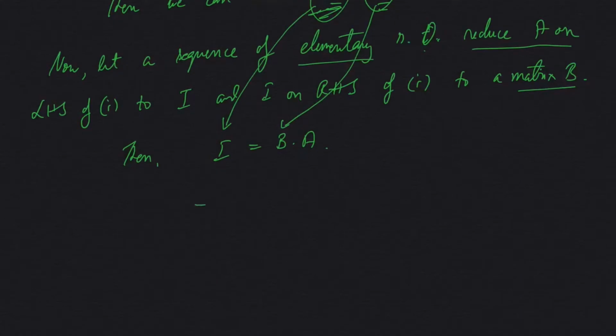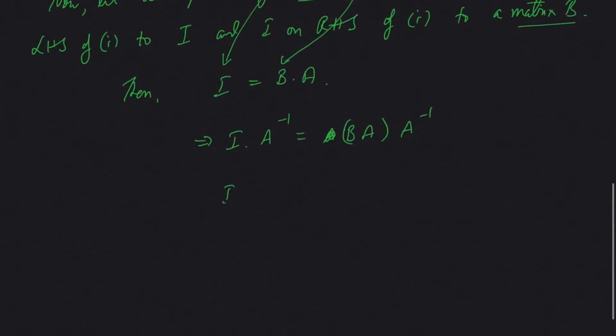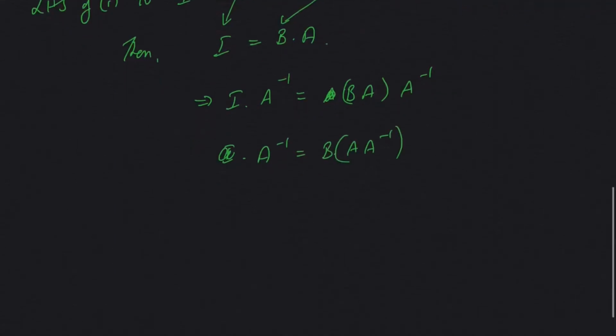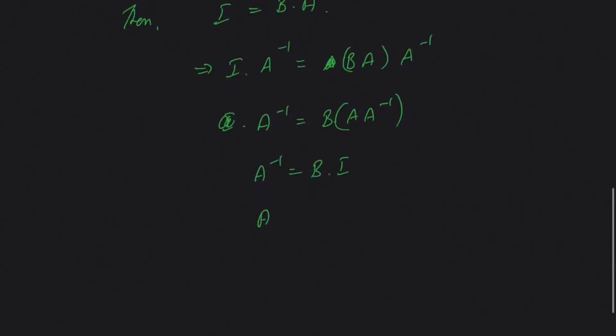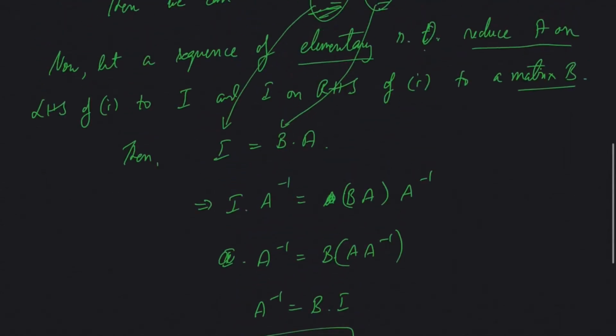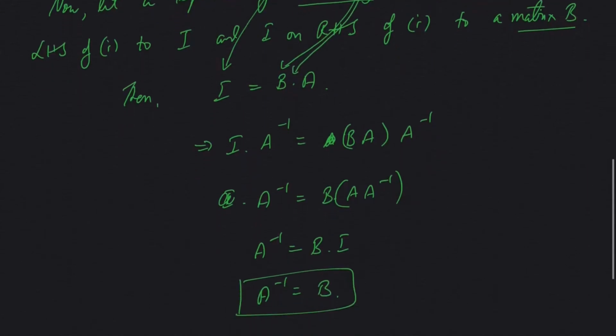Now the proof: this implies I into A inverse, post multiplying by A inverse on both sides, equals B into A inverse. So I into A inverse will be A inverse, that is B into A inverse. Now A into A inverse will be I, which implies A inverse is B. That is, the matrix on the right hand side, which you have converted from an identity matrix to another matrix B, is nothing but the inverse of the matrix A.